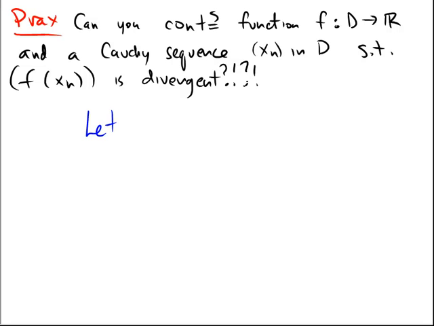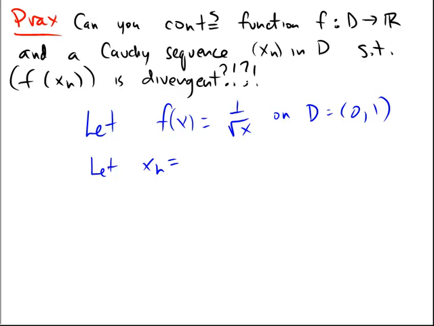As a fairly simple example, let's let f of x equal 1 over radical x on a domain that is non-compact, like 0 to 1. Let xn be defined as 1 over n squared. So this is definitely a Cauchy sequence, right? Things are getting very, very close to 0 in the set 0 to 1, so this is Cauchy because it converges. But notice it's non-convergent in this domain because 0 is not part of it.